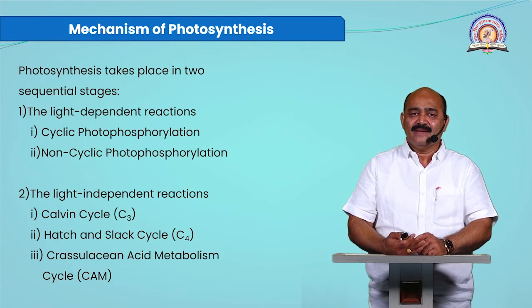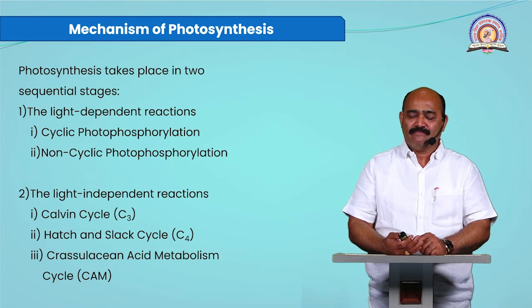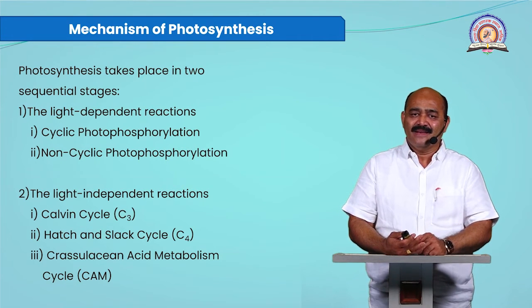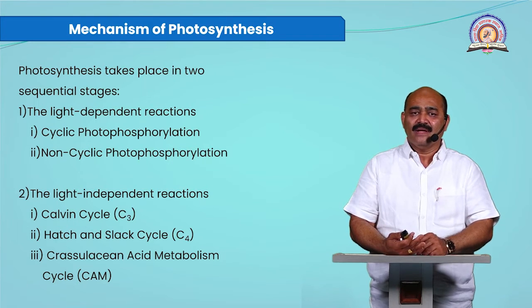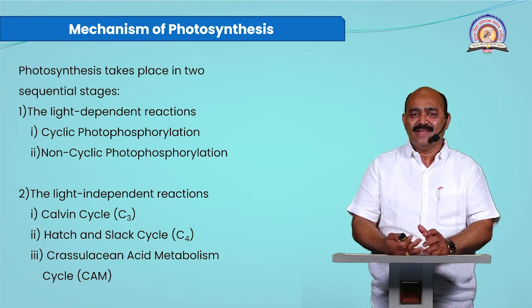And the third cycle is known as crassulacean acid metabolism. Now, in this cycle, the stomata behave differently. This cycle occurs in those plants where the stomata are closed during daytime and open during nighttime, because the availability of water is very less.